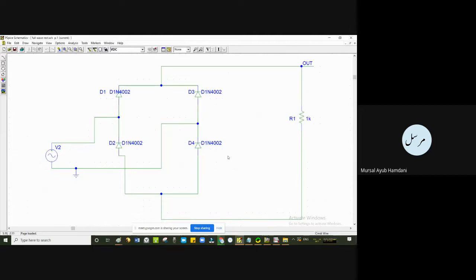This is a simple circuit diagram of a full wave rectifier. Now let us name this other portion also as out one, and another one.